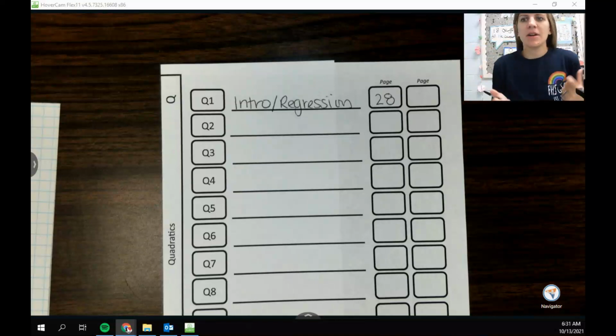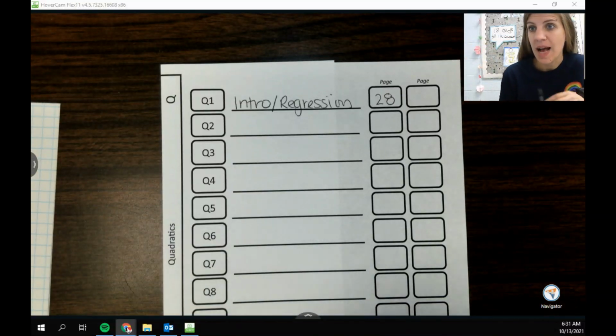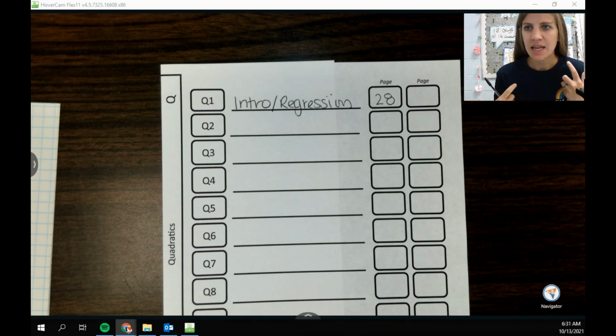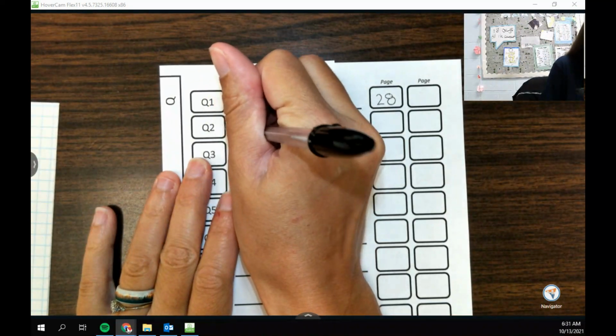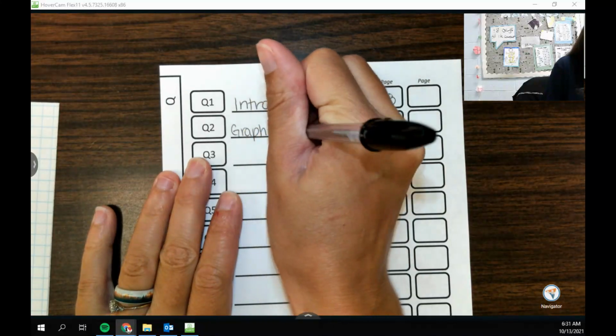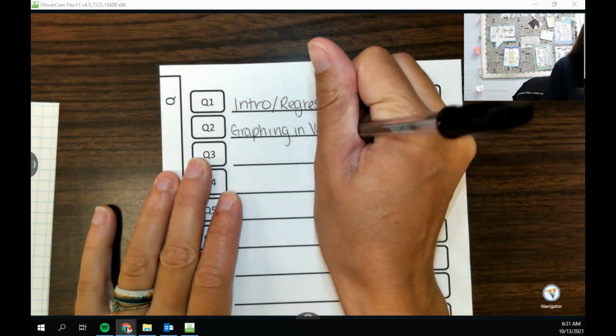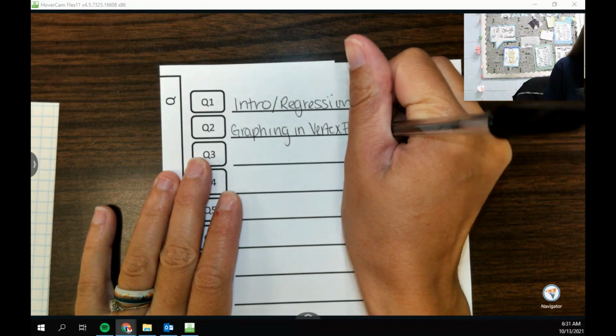All right, guys, today we are going to talk about how to graph quadratics in vertex form. So if we want to add to our table of contents here, we're going to put graphing in vertex form.